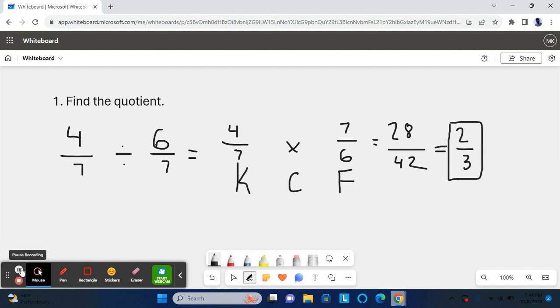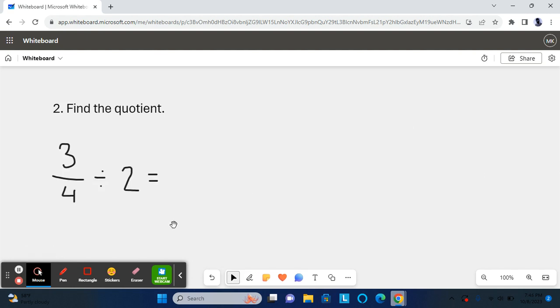Let's move on to the second one, and try to see if you can solve it yourself by pausing the video. Alright, so for the second question, we need to find the quotient of 3/4 divided by 2. So we do the same method that we did before. Keep, change, flip. So we keep 3 out of 4.